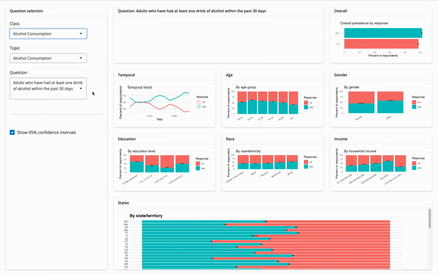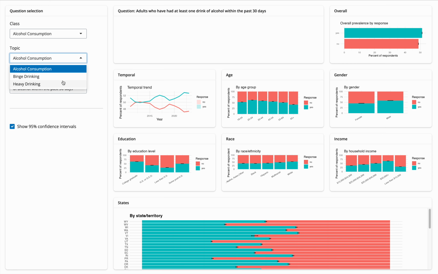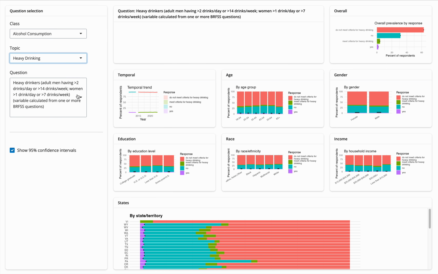But for example, for the heavy drinking daily, one of the questions was, heavy drinkers are classified as having more than 2 drinks per day. And the other question used to be, heavy drinkers are adult men who have more than 14 drinks per week. That's more or less the same. 14 drinks in 7 days comes up to 2 drinks per day. So I combined the two. That would be in the heavy drinking, as you can see, dropping down heavy drinking.